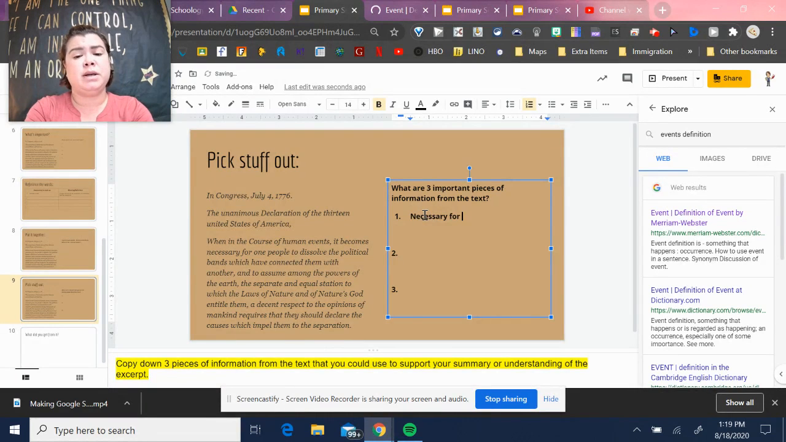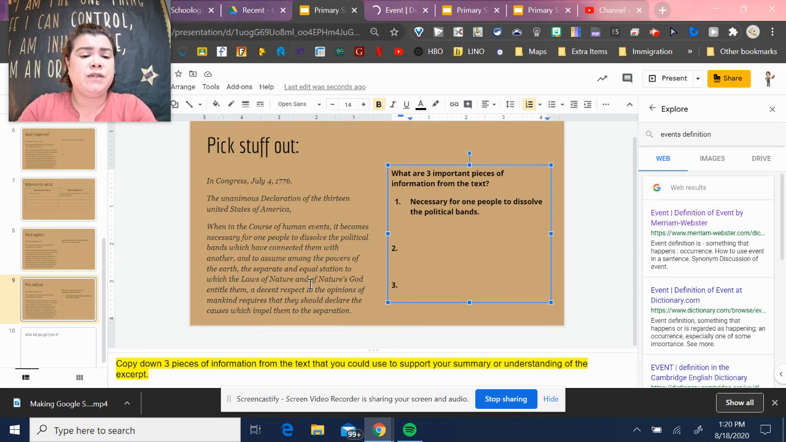Necessary for one people. Okay, so they're saying there's a reason. There might be a reason why we need to dissolve being tied together as a unit, okay? What are those reasons? I don't know. So I'd go through and I'd read this and I'd pick out 2 more items that I think are really important. And then after I have these 3 pieces of information, what I need to do is move to slide 10.